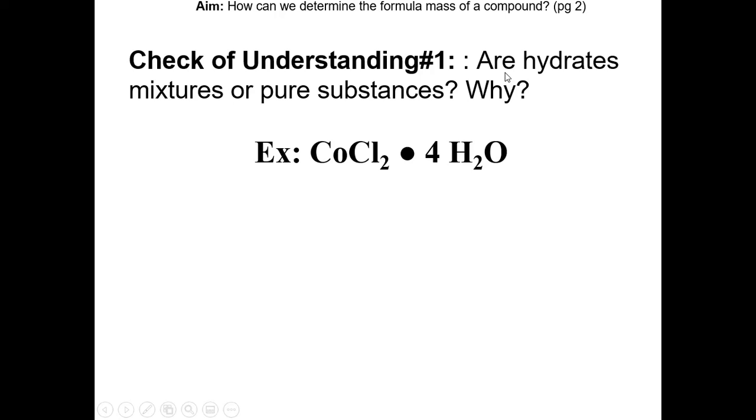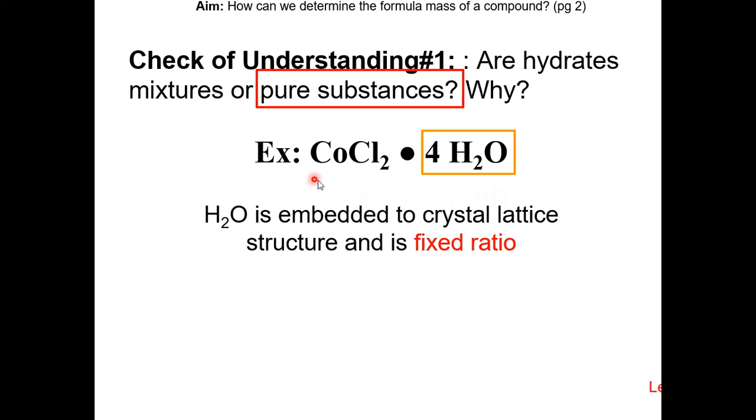Check of understanding. Are hydrates mixtures or pure substances, and why? Hydrates are compounds, and compounds are considered pure substances. If you recall, the difference between a mixture and a compound is the ratios. In a mixture, the ratio can vary, but in compounds, the ratio is fixed. So in this example, water is embedded in the crystal structure of the ionic compound in a fixed ratio. The ratio between the ionic compound and water in this example is 1 to 4.